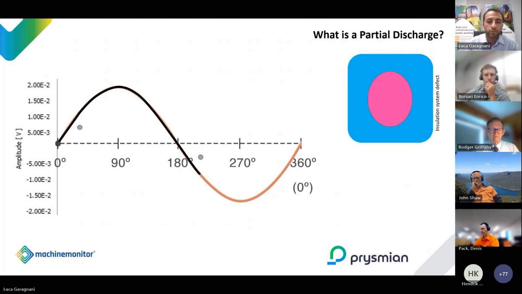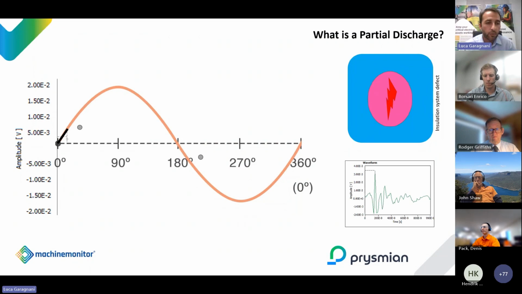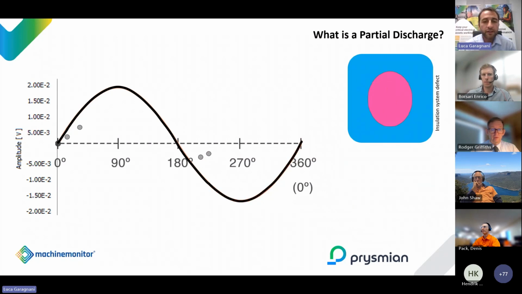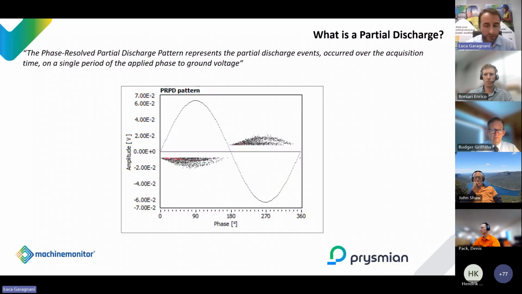But this graph, if you only take a 20 millisecond acquisition, would not be enough for us to do the analysis because we have only a few pulses. So during the PD measurement, we try to record multiple periods of the applied voltage, and we collect multiple pulses. The process repeats, we acquire more pulses, and we arrive at a picture where we have several thousand pulses, and we analyze this graph.